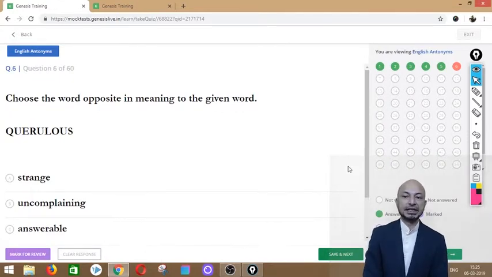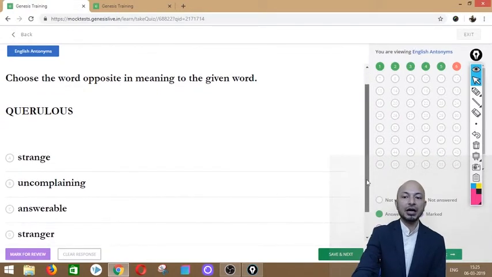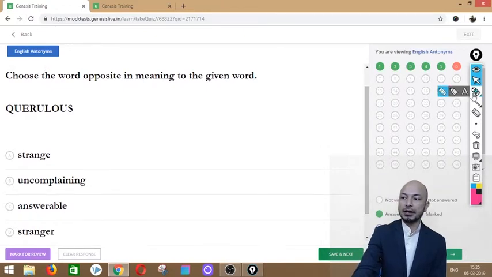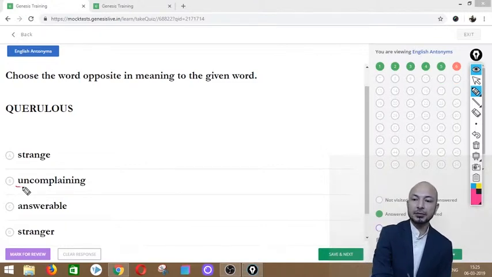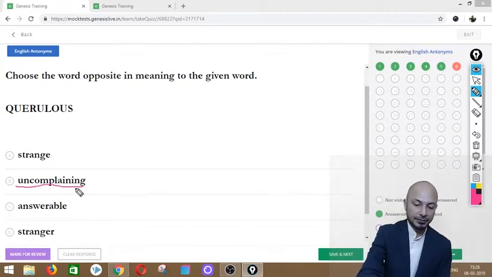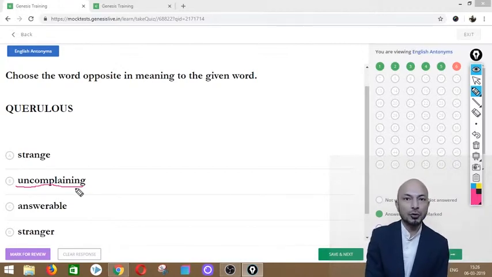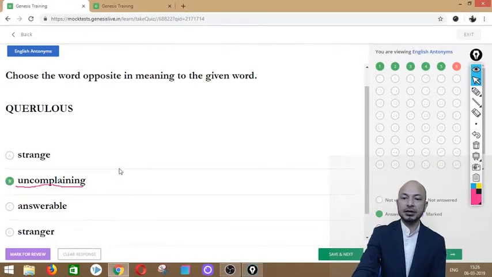So we come to question number 6, and the word given is querulous, and the options given are strange, uncomplaining, answerable, and stranger. And our answer is going to be option B, which says uncomplaining. Querulous means when someone is always ready to quarrel, always ready to fight, and always complaining about things. Uncomplaining is just the opposite, someone who doesn't even complain. So it's opposites, antonyms. We click on option B.